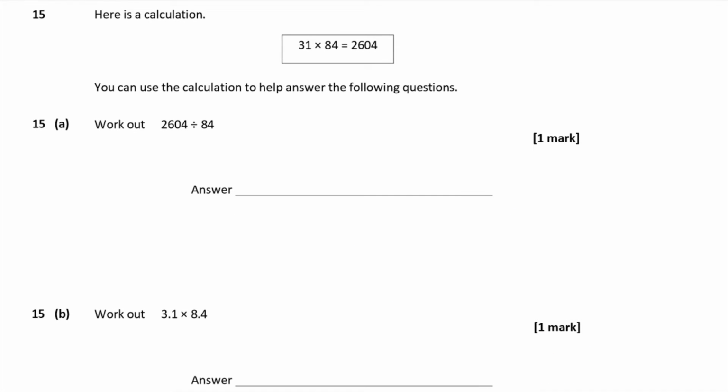Question 15. Here is a calculation. 31 times 84 is 2,604. You can use the calculation to help answer the following questions. So if 31 times 84 is equal to 2,604, then if I divide both sides by 84, that cancels with that, and it shows me that 2,604 divided by 84 must be equal to 31. So the answer to that is 31.